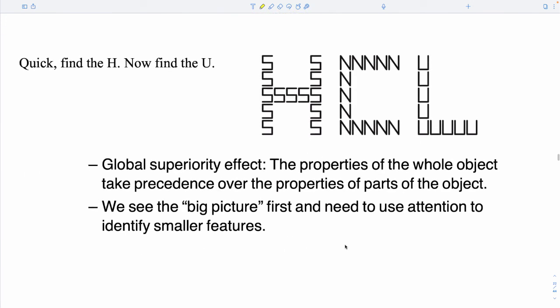So very quickly, find the letter H. That was probably pretty quick. Now find the letter U. The letter H here is a global feature. It's big picture. The U is local. We have this letter L made out of these shapes that correspond to the letter U. So this gets us to what's called the global superiority effect. We tend to see the whole object first. The properties of the whole object take precedence and get processed first over the parts of the object. We see the big picture first.